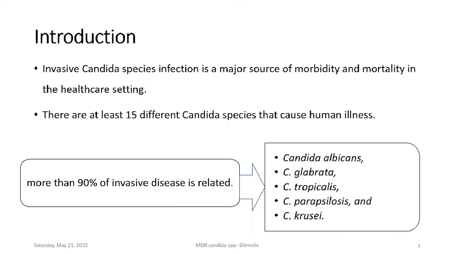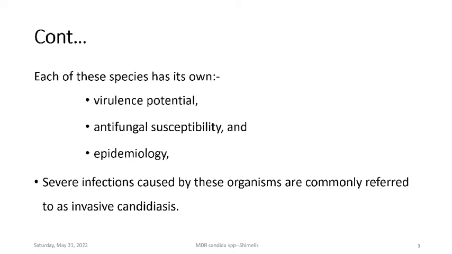There are at least 50 different Candida species that cause human illnesses. Of these, around 90% of invasive diseases are related to 5 Candida species. It could be either Candida albicans, Candida glabrata, Candida tropicalis, Candida parapsilosis, or Candida krusei. Each of these species has its own virulence potential, antifungal susceptibility, and epidemiology. Severe infection caused by these organisms is commonly referred to as invasive candidiasis.